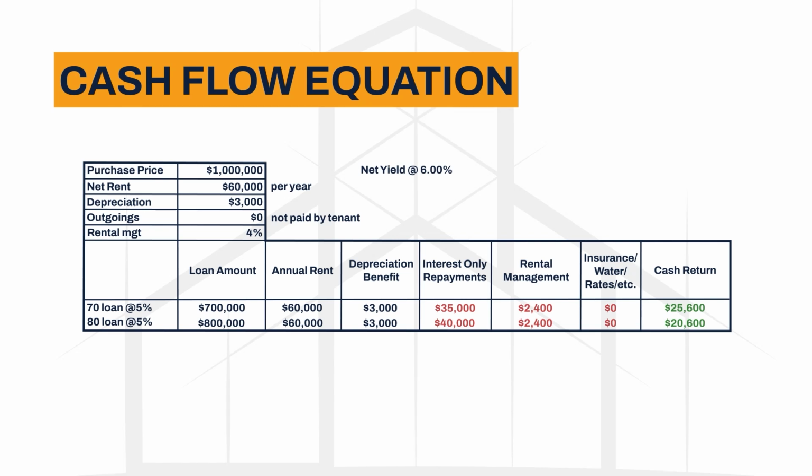So our cash flow will be the rent, plus the depreciation benefit, minus your interest, and minus the rental management, resulting in $25,600 cash flow each year. That's positive cash flow. Over 25 grand a year in your pocket. Welcome to commercial property. How good is that cash flow?